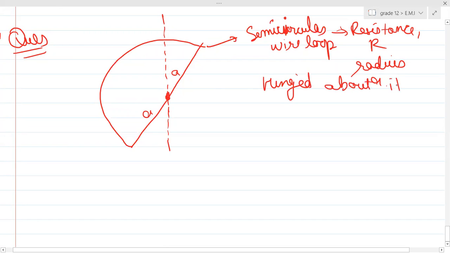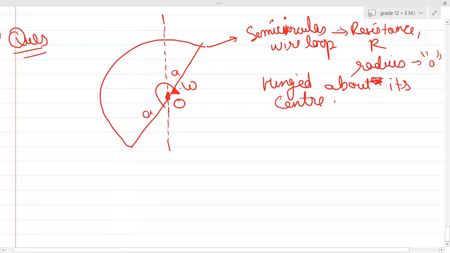What do you mean by hinged about its center? Fixed at the center. It can rotate about an axis which is passing through the center, okay? So this is hinged about point O, and this is rotating with an angular speed omega. Yes. So can you see this circular loop is rotating at an angular speed omega?